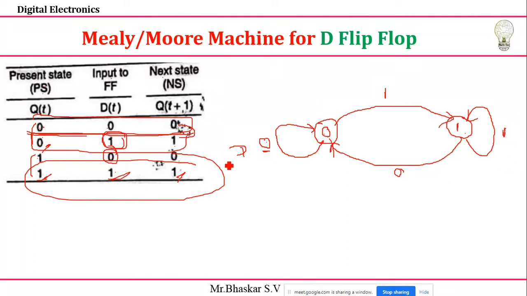Clear about this one? How I'm going to represent? See that, I'll take the two states first. I write the two circles because here we are looking for only two states, present state and next state. And next I'm going to take its transitions.